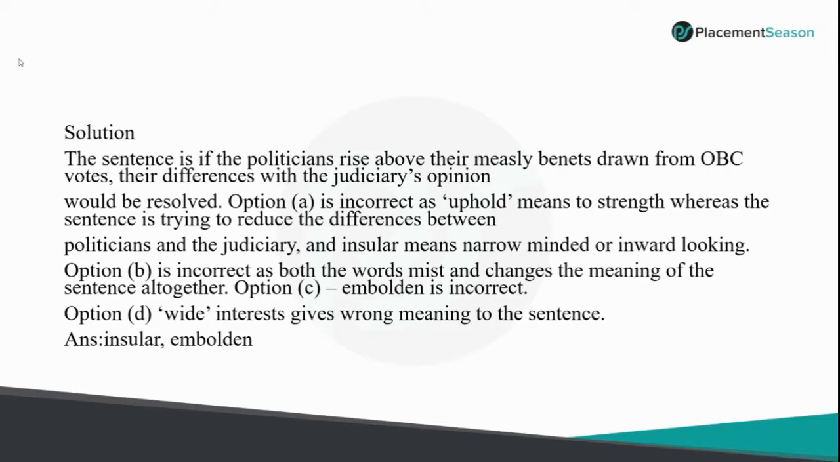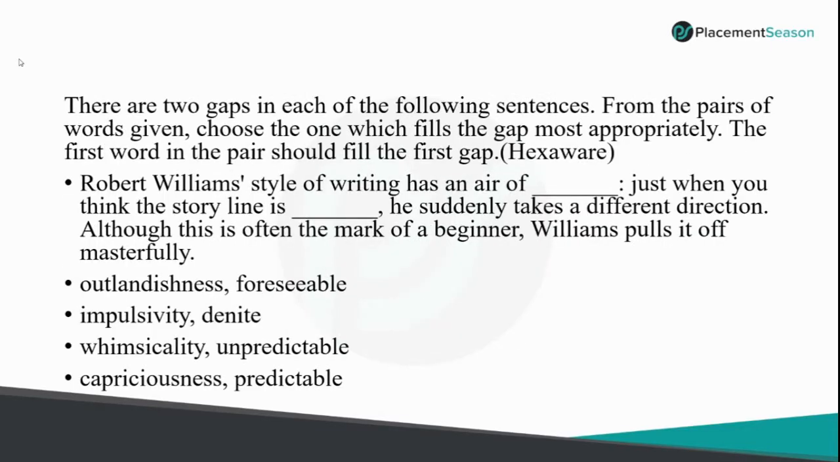So option A is incorrect as it would uphold or strengthen it. And option B is also incorrect because both the words change the meaning of the sentence. C, embolden, is incorrect again. So option D, wide interest, gives a wrong meaning. What could be the possible answer? Insular and embolden. Okay. So now coming to the next question.